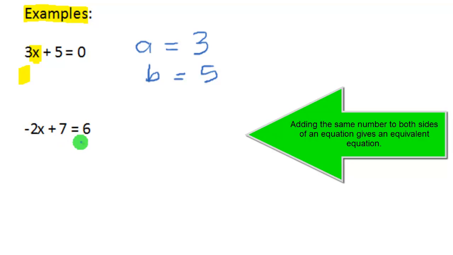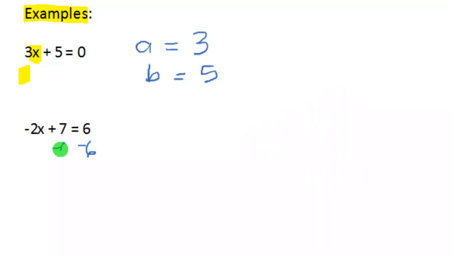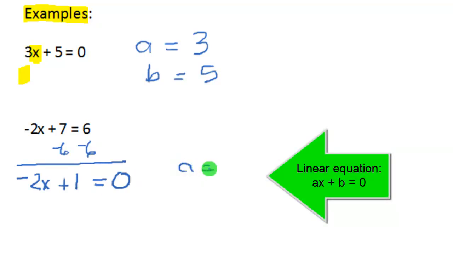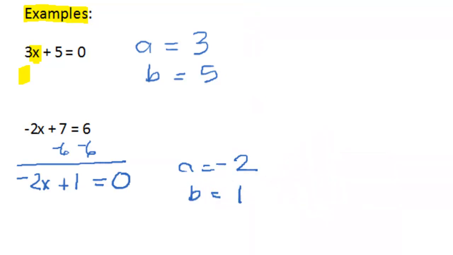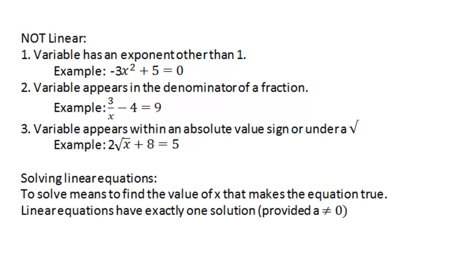Now let's look at the next equation. It doesn't look like our form, but since we can add to both sides of an equation the same number and keep the equation equivalent, we're going to add the opposite of 6, which is negative 6, because that will give us 0 on the right-hand side. And notice that we now have our linear equation form with a equal to negative 2, the coefficient of x, and b equal to 1. Again, here's x, and our exponent is a 1.